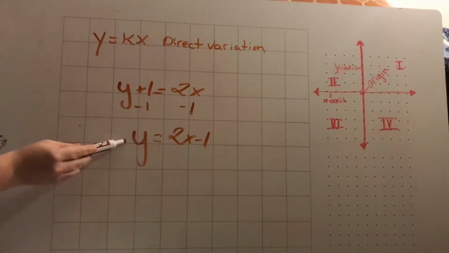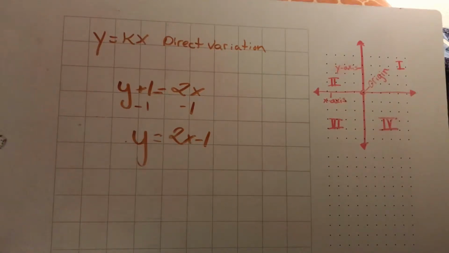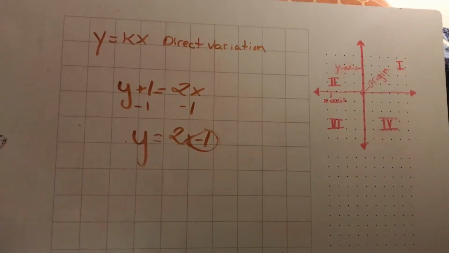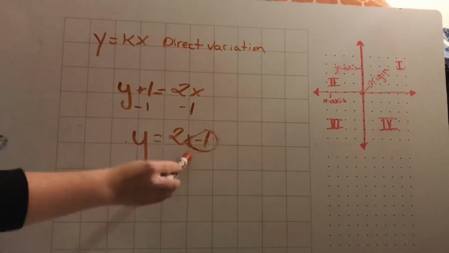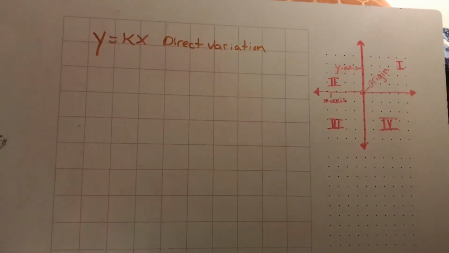Does this equation look like this equation? The answer is no. And the reason this does not look like this is because of that minus 1 on the end. So this is not a direct variation. Okay? This does not look like this because it has that. Okay, so let's turn the page.